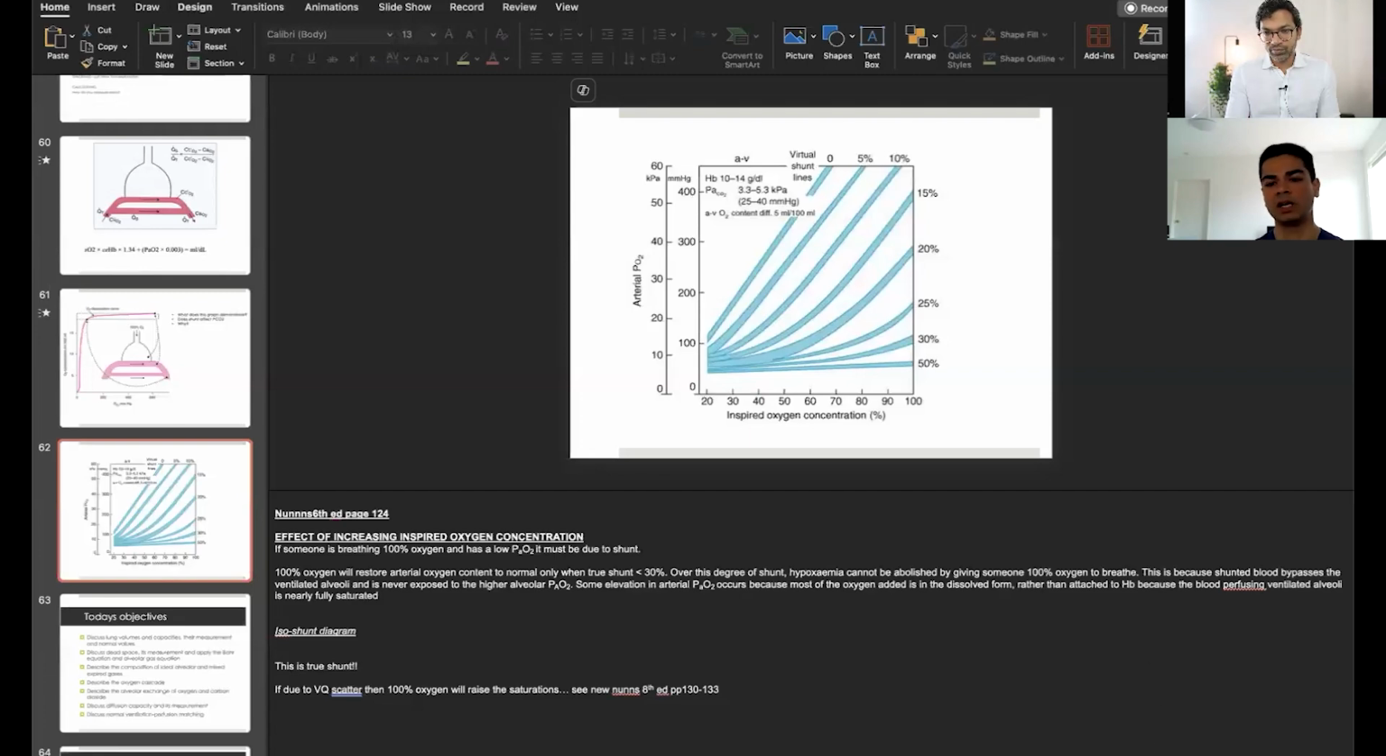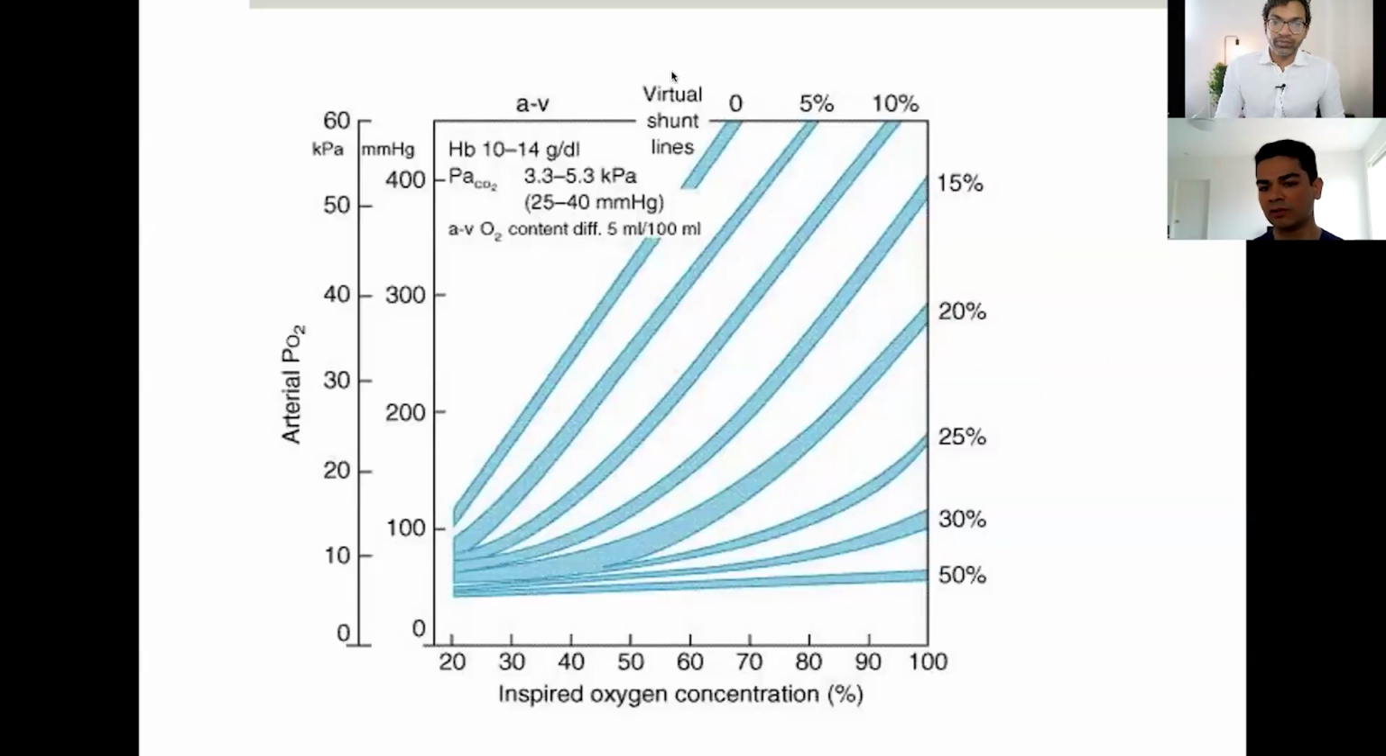above 30% of shunting, so when your blood's being shunted greater than 30%, no amount of increased oxygenation or increased amount of FiO2 that you provide this patient is going to have an effect on your arterial PO2, and that's because the shunt just cannot compensate for the amount of increased FiO2. Well, your increased FiO2 can't compensate. Yeah, sorry, the other way.